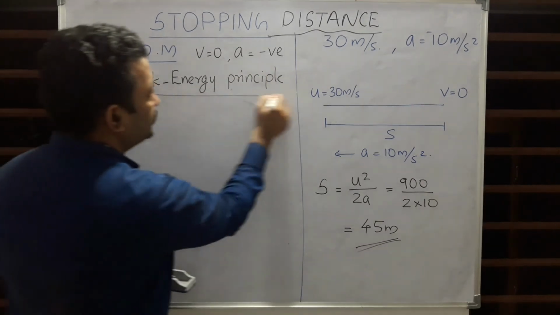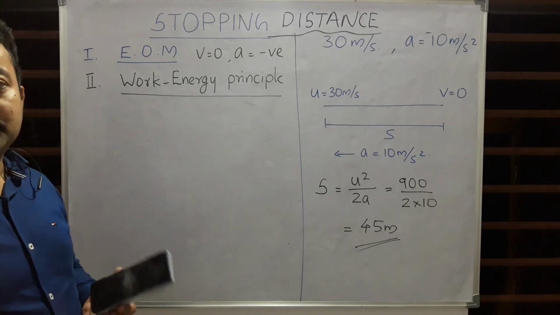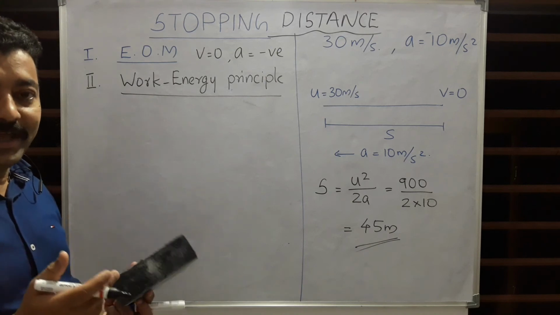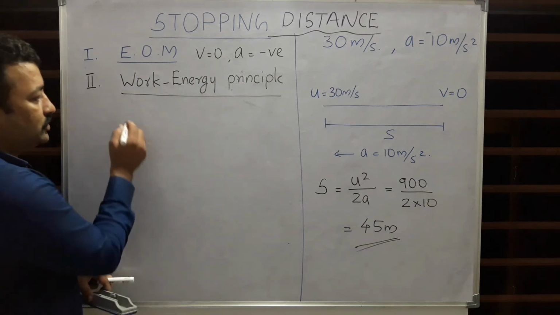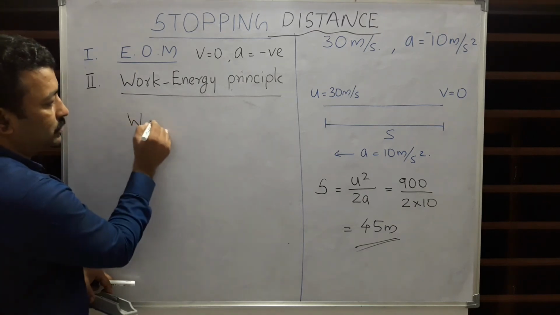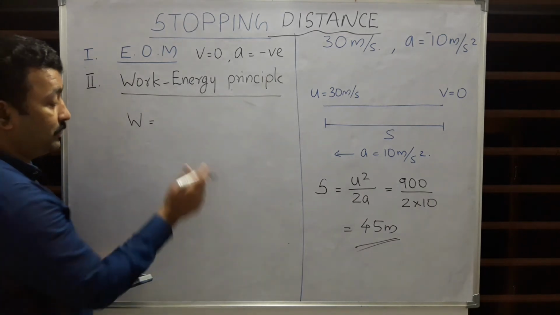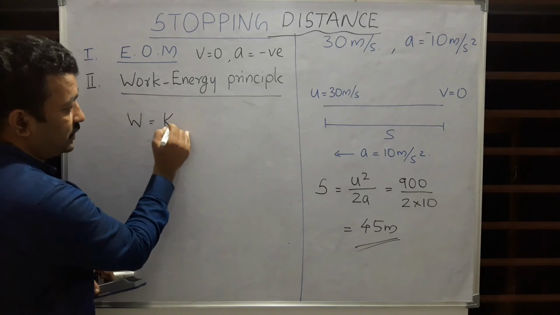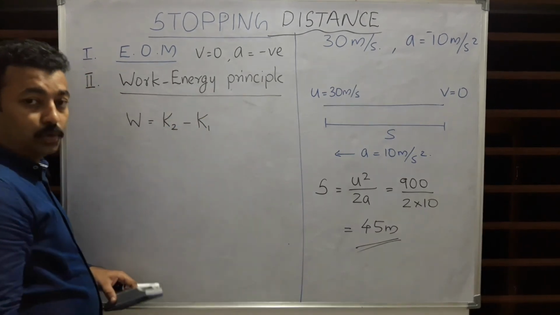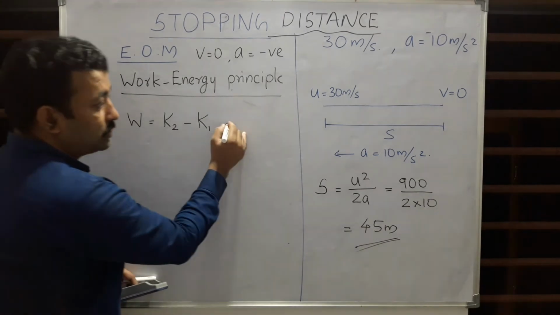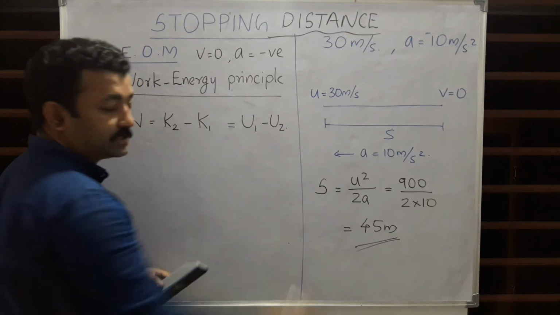What is work energy principle? The work done is equal to change in energy. You can express that one in terms of kinetic as well as in terms of potential. I will use the expression the work done is equal to change in kinetic energy. So work done can be expressed as final kinetic energy minus initial kinetic energy. We must have studied this is also equal to what? Initial potential minus final potential energy.